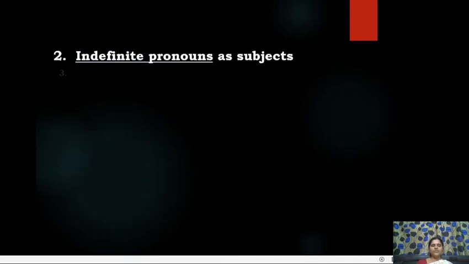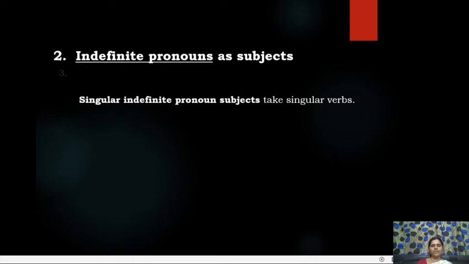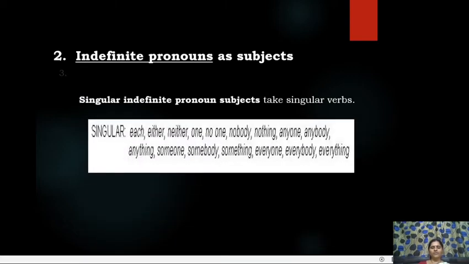If there are indefinite pronouns as subjects, that means each, either, neither, one, no one, nobody, nothing, anyone, anybody, such pronouns, many are there, a list I've provided you here. So if such indefinite pronouns act as the subject of a sentence, then how do the changes come to the verb? If you are referring to singular indefinite pronouns, then it takes a singular verb.